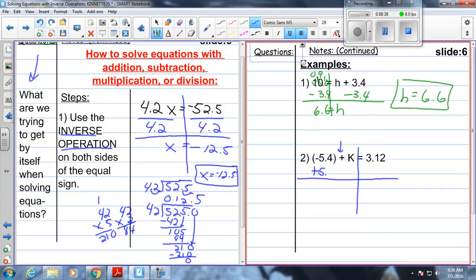Positive 5.4. And again, I like to try and get these types of examples in there because the problems like to do it. And k equals 8.52.